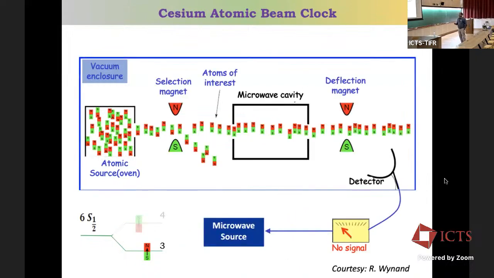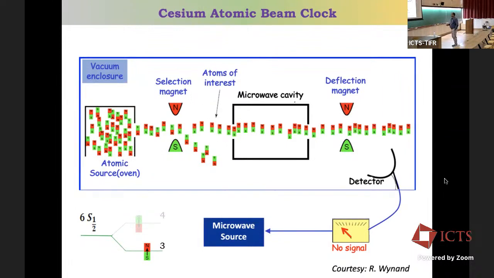But then you use some Stern-Gerlach effect. That means you use some magnetic field gradient. And what happened in the Stern-Gerlach effect? Two different spin states follow two different paths, right? That's what is happening here. So one magnet will follow this path, the other magnet will follow some other path.